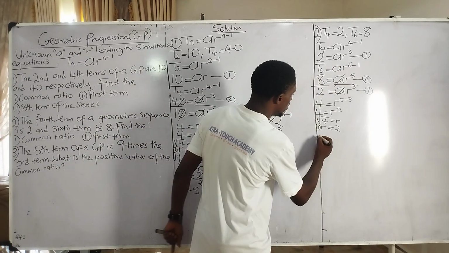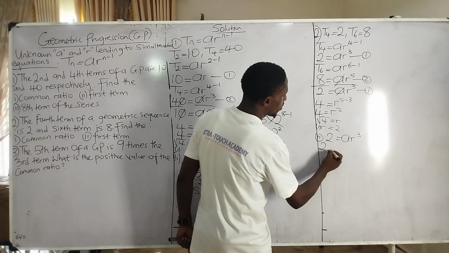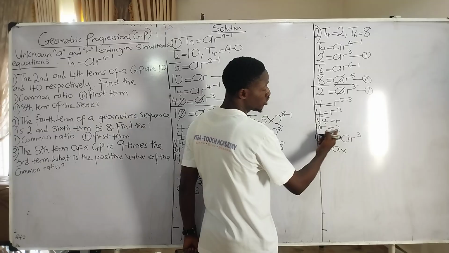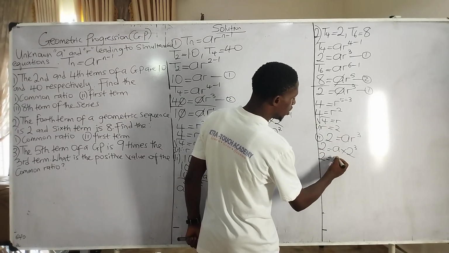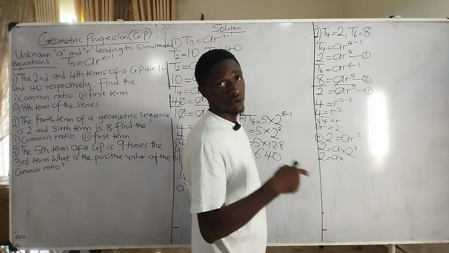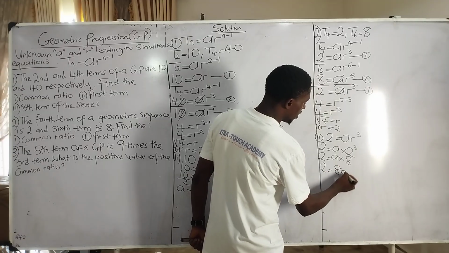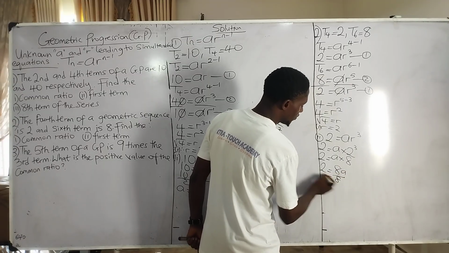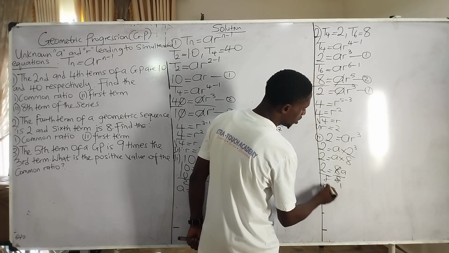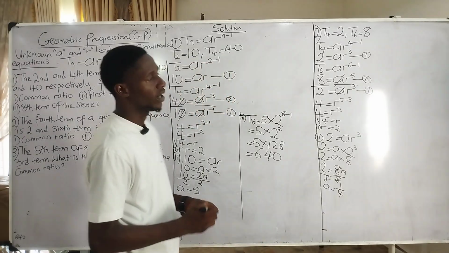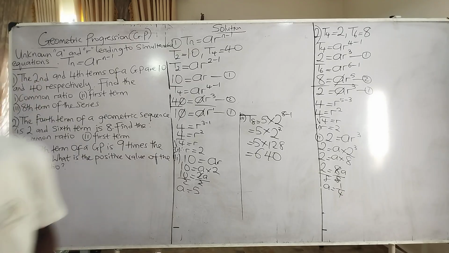Let's use equation 1. To get the first term, we have 2 is equal to AR raised to the power of 3. 2 is equal to A times, we got the common ratio as 2, 2 raised to the power of 3. 2 raised to the power of 3 means 2 times 2 times 2, which is 8. Then we have 2 is equal to 8A. Then divide both sides by 8, which will give us, when reduced to its lowest term, 2 into itself is 1, 2 into 8 is 4, 1 over 4. And we are done with the second question there.